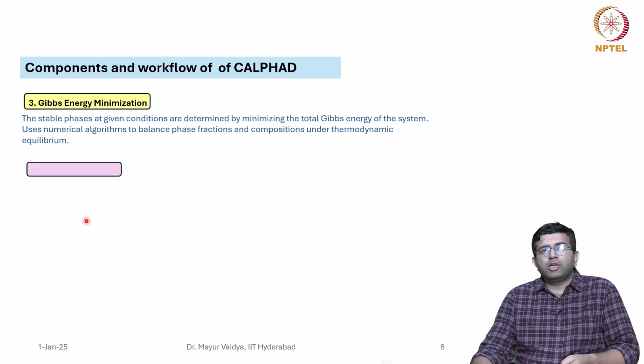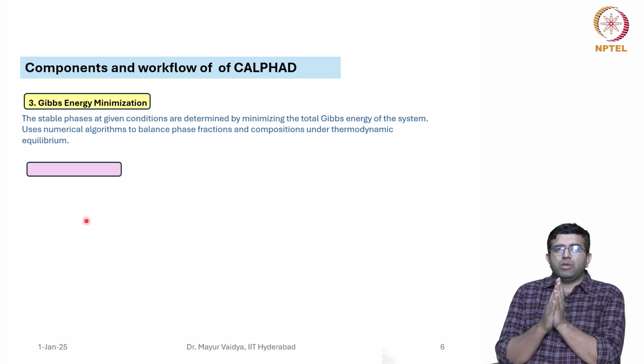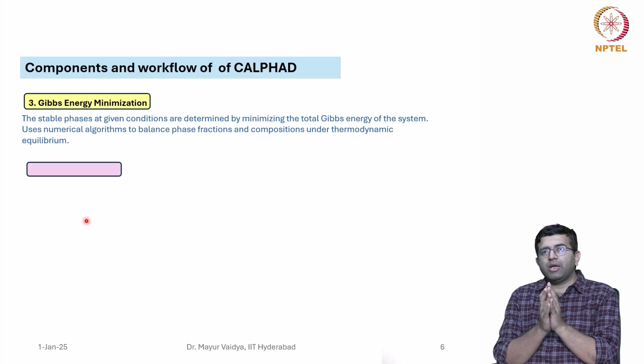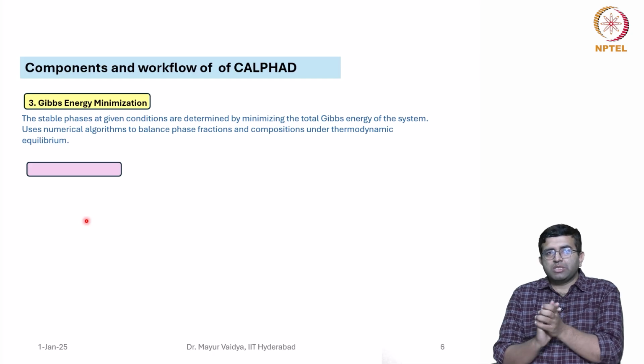Then the third important component is the Gibbs energy minimization. The stable phases at any given conditions are determined by minimizing the Gibbs energy of the system, using numerical algorithms to balance phase fractions and compositions under thermodynamic equilibrium. This Gibbs free energy minimization is carried out.